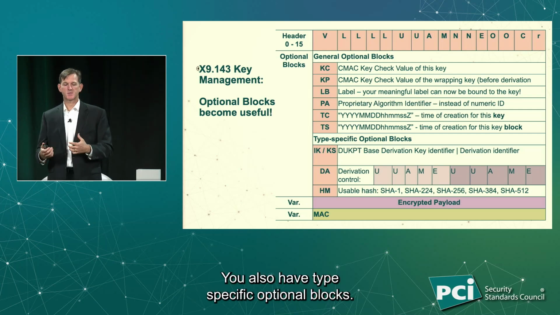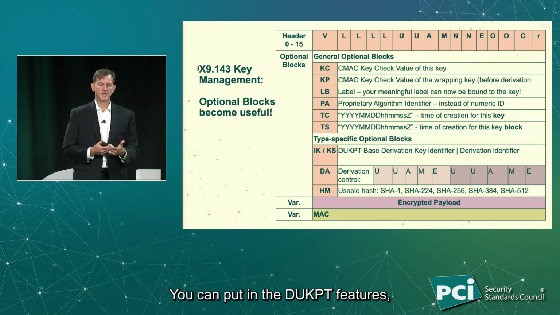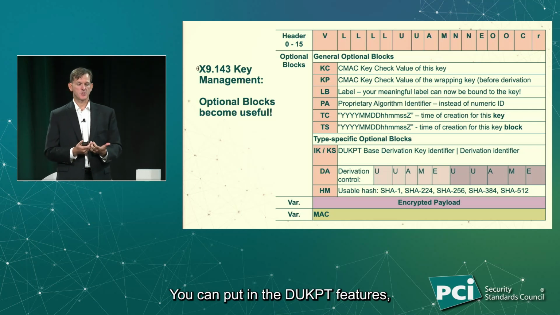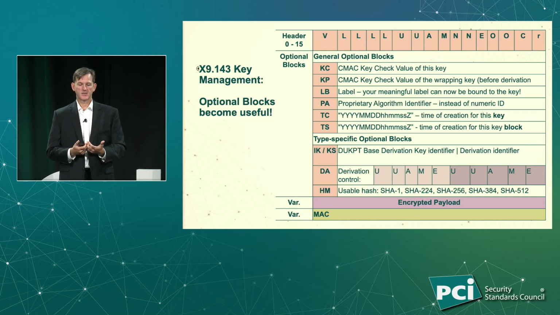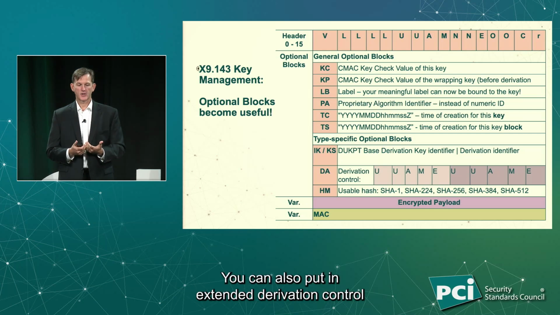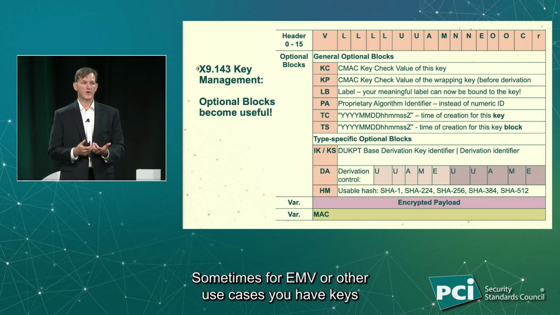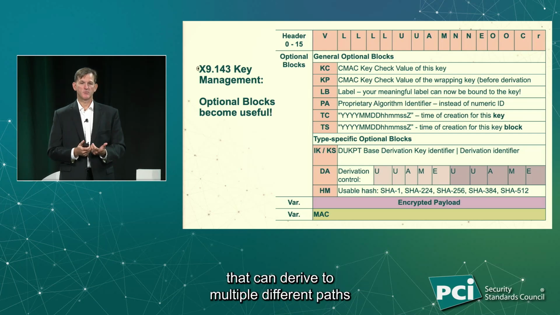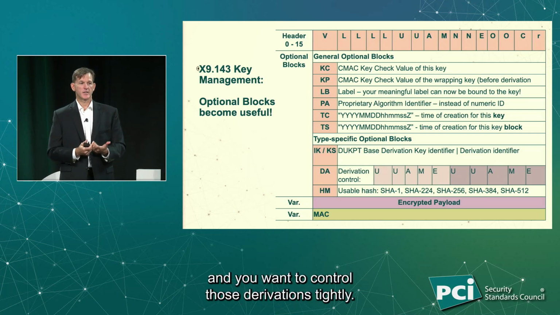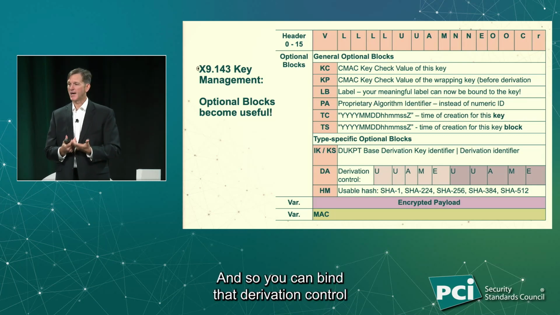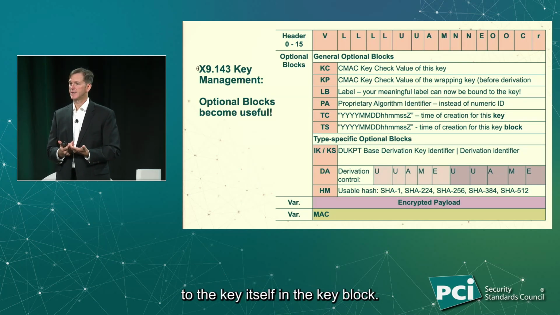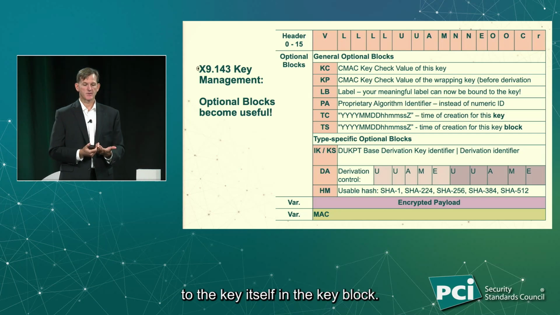You also have type-specific optional blocks. You can put in the DUKPT features, the base key, the base derivation key identifier. You can also put in extended derivation control for your keys that you don't use with DUKPT. Sometimes for EMV or other use cases, you have keys that can derive to multiple different paths, and you want to control those derivations tightly. And so you can bind that derivation control to the key itself in the key block.